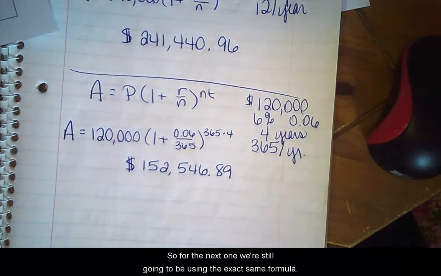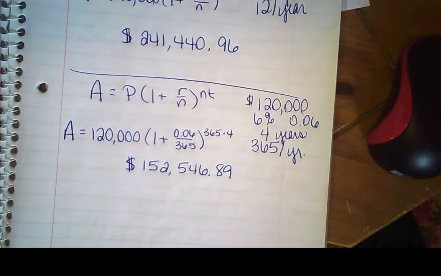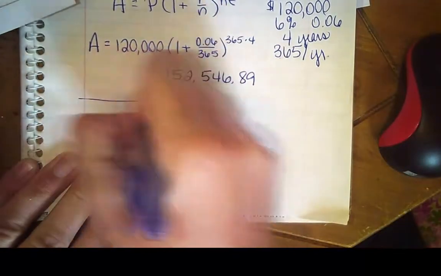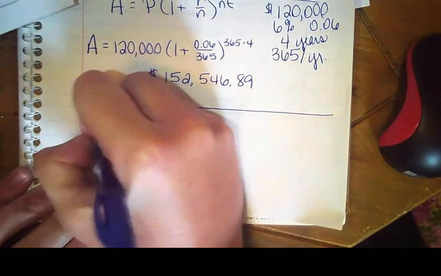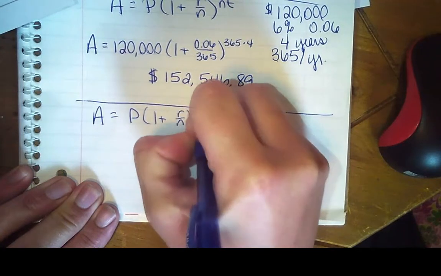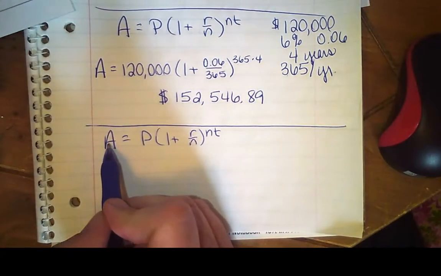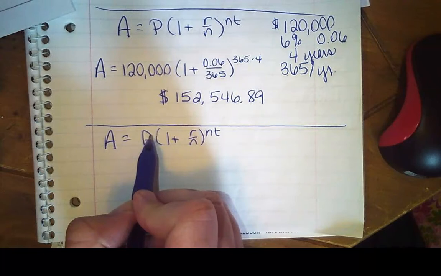So for the next one, we're still going to be using the exact same formula, but we're going to sort of morph it just a little bit. Let me go ahead and show you what's going to be different about it. What I have is A equals P times 1 plus R over N raised to the NT. But this time it says I want to find the present value. So this time I'm being given A and I want to find P.